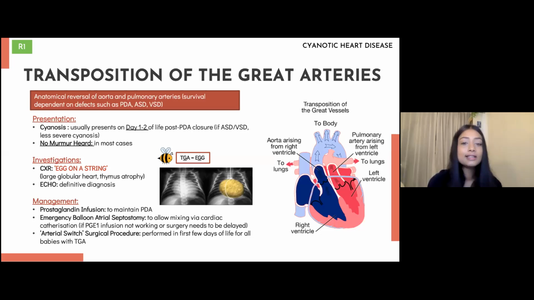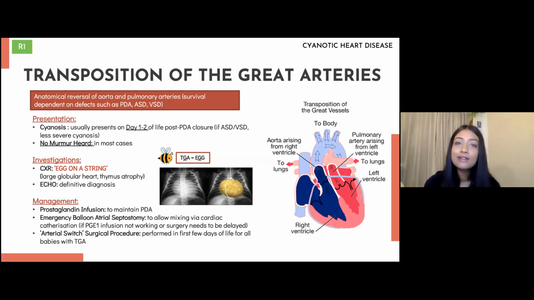So another buzzword is the egg on string chest x-ray appearance. A good way to remember it is that TGA has the letter G in it, and egg also has the letter G in it. So just a warning, I put a lot of really silly memory tools in this slideshow, but I found them helpful, so I just put them in there just in case anyone else likes them.